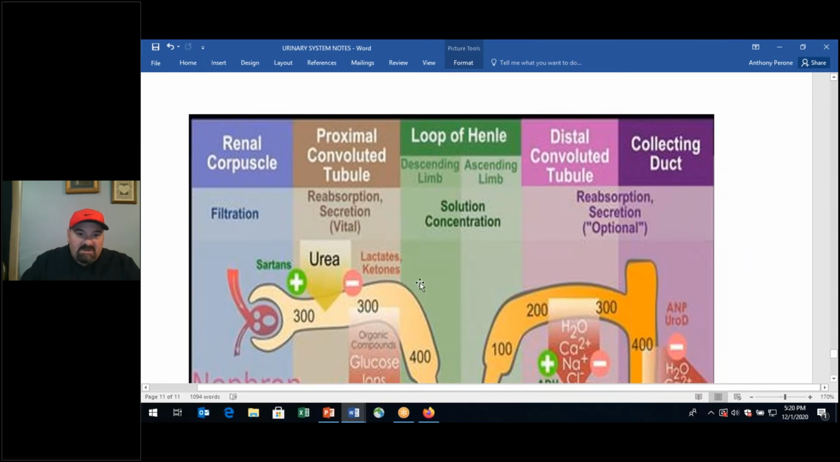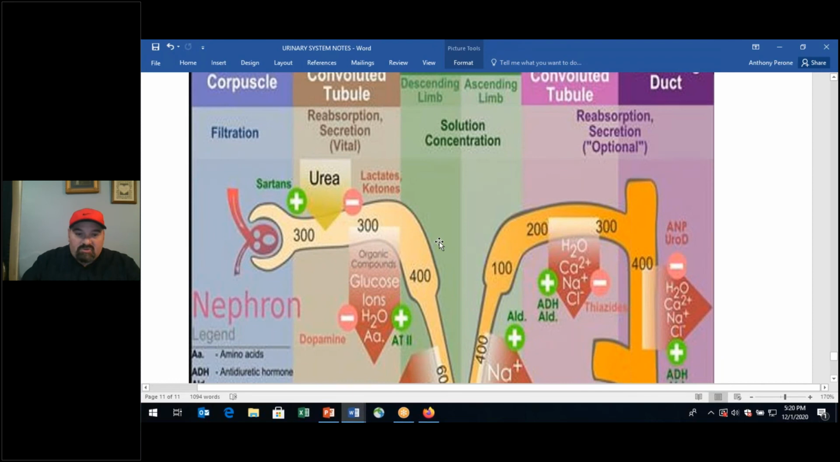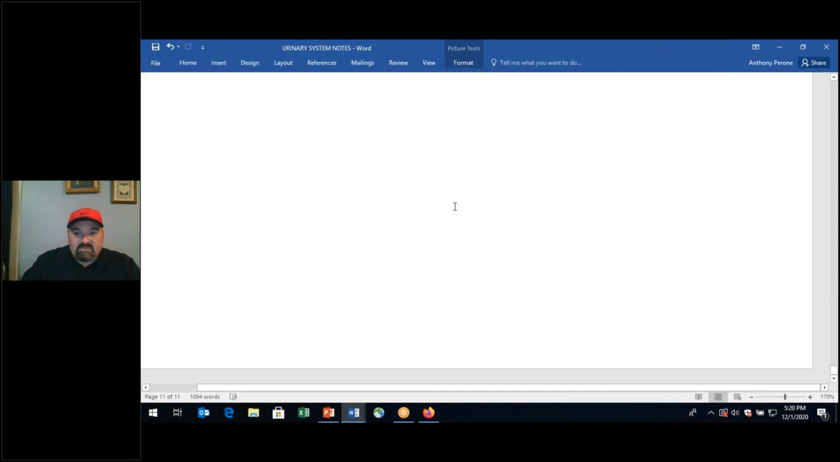Here's just another image, showing you exactly what's taking place regarding the filtrate and what's entering, what's being reabsorbed, and what's being secreted. That's helpful to you all.